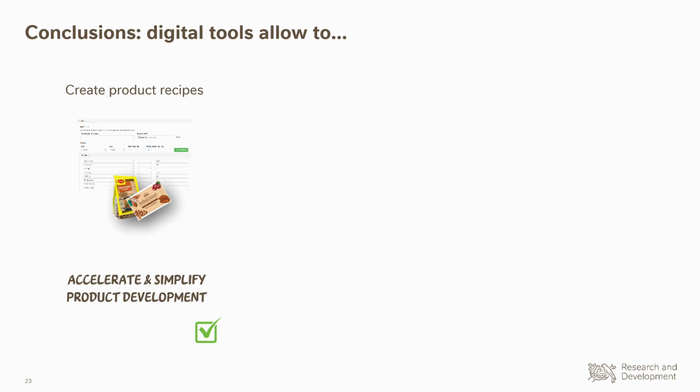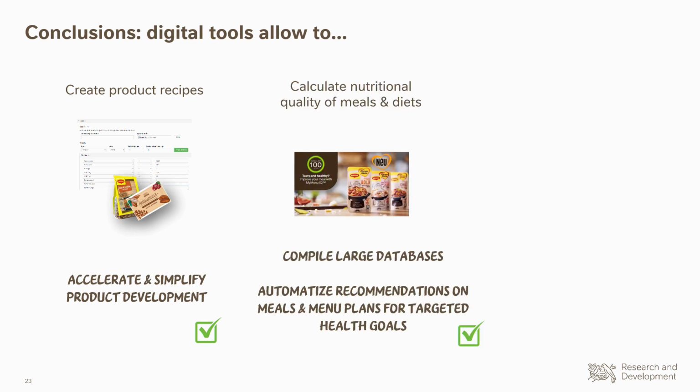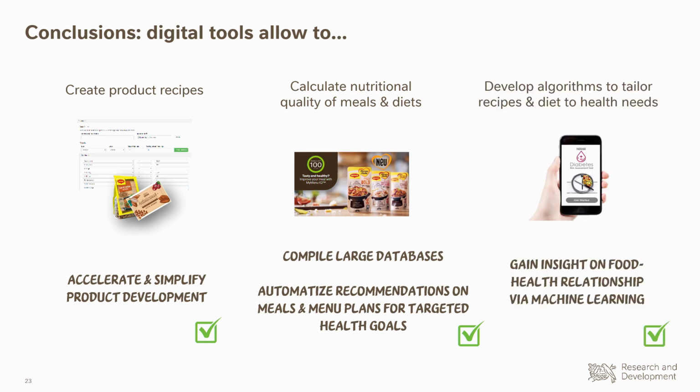I would like to conclude on how we can use digital tools not only for analysis, but also to develop tools that are helpful for product developers and consumers, because it can really accelerate and simplify product development, as we have seen with the glycemic index tool. It can allow us to compile very large databases in order to automate recommendations on meals and menu plans for targeted health goals. And finally, it allows us to gain insight on the food and health relationship via machine learning.